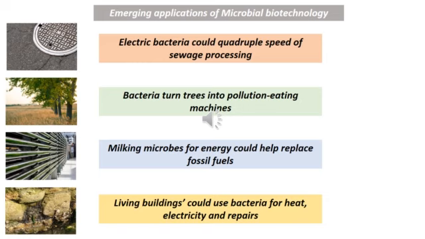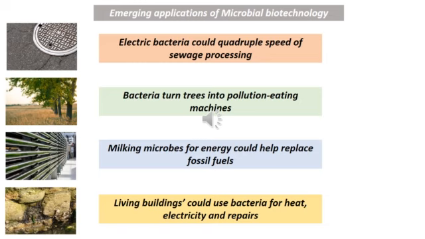A few of these applications include use of bacteria that could quadruple the speed of sewage processing. These are the bacteria that grow their own electrical wires to help them survive in harsh environments and are now helping us in transforming how we process sewage.